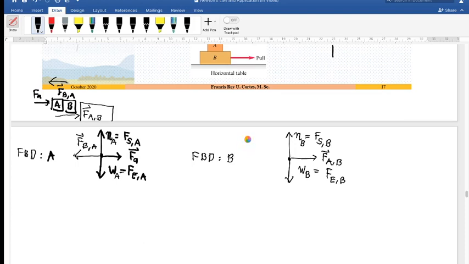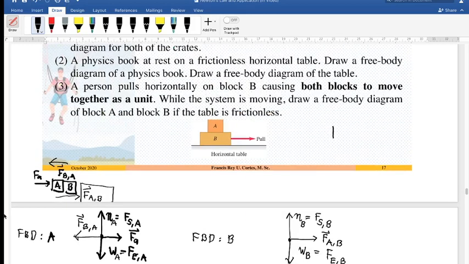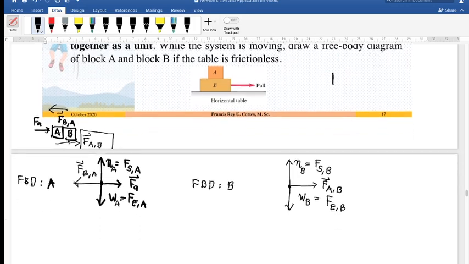Okay, so our second example is a physics book at rest on a frictionless horizontal table. Draw a free body diagram of a physics book. Draw a free body diagram of the table. So we have two objects and we have to draw an FBD for both objects in our system. So can I just draw our system?